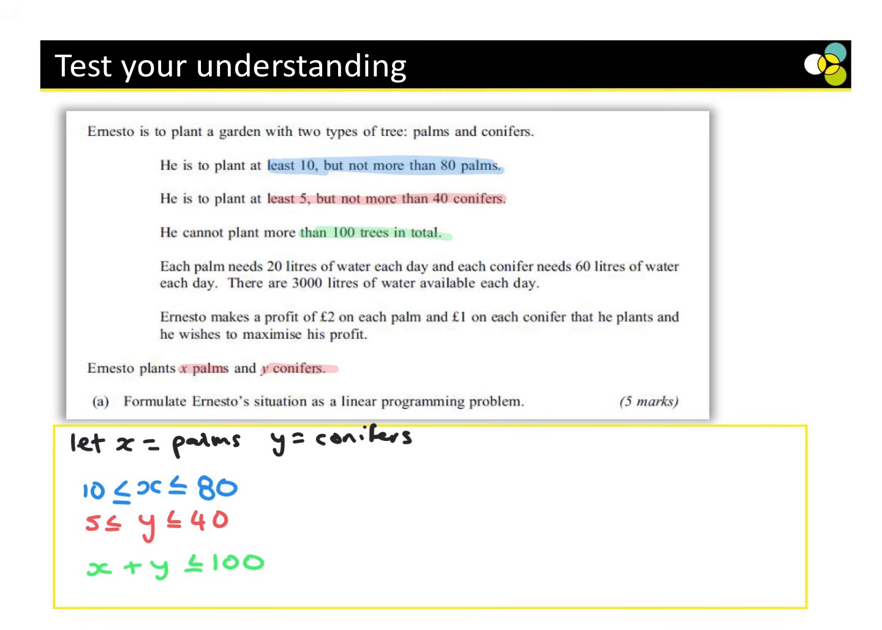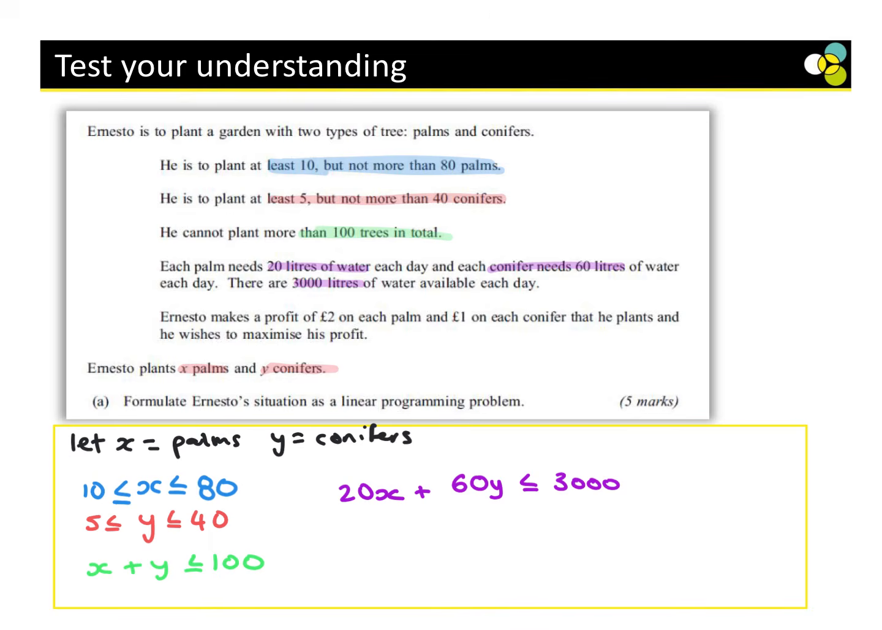Okay, next one. Each palm needs 20 litres of water each day. Each conifer needs 60 litres and there's a maximum of 3,000 litres each day. So that must mean 20x plus 60y has to be less than or equal to 3,000. Now, everyone's happy with that?